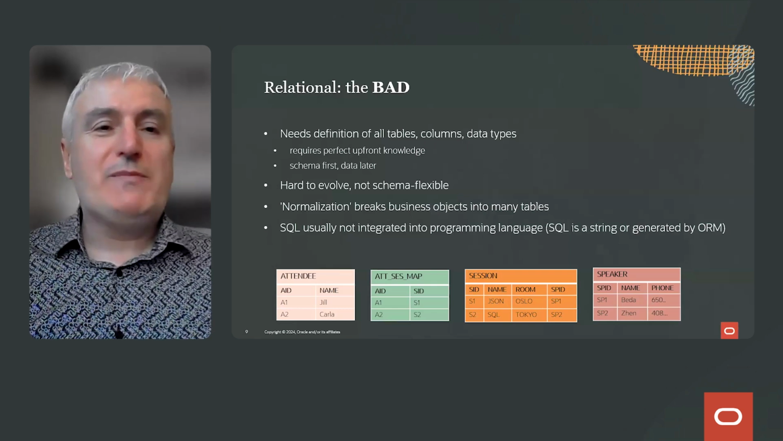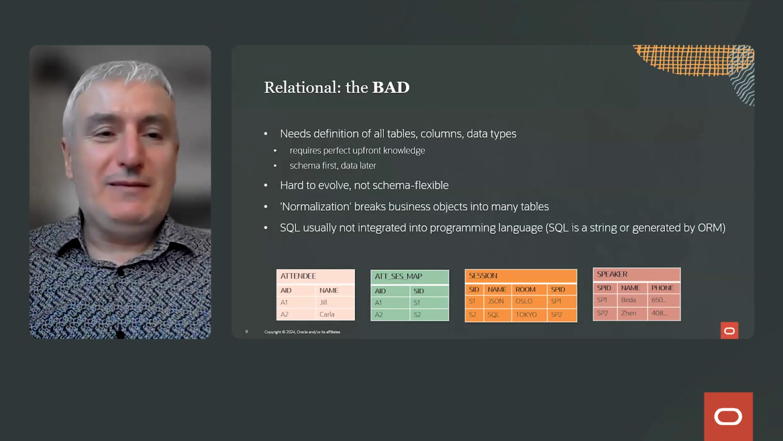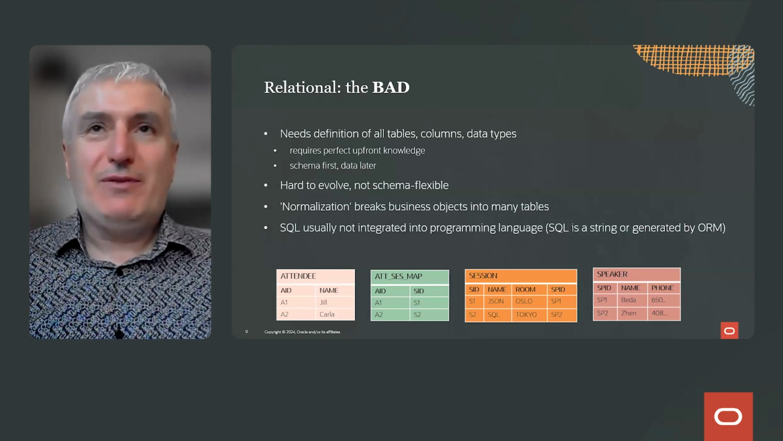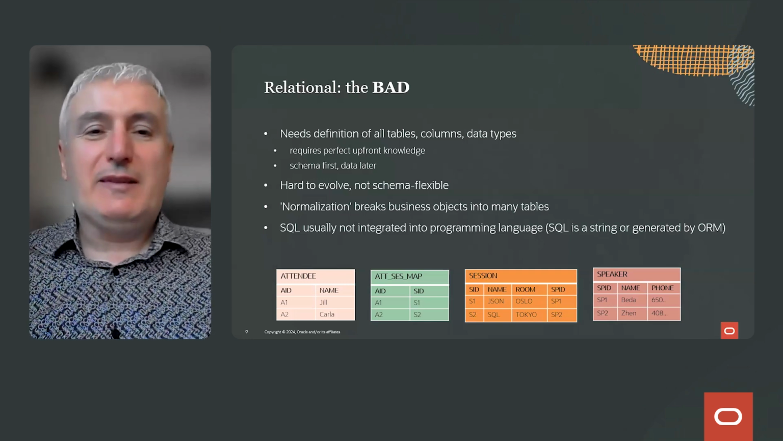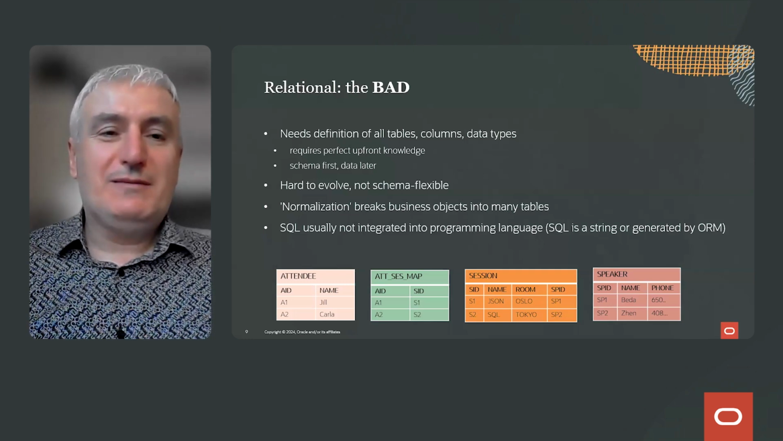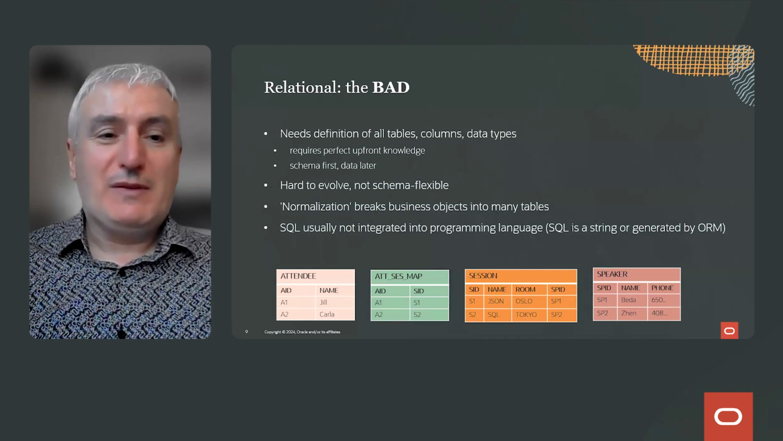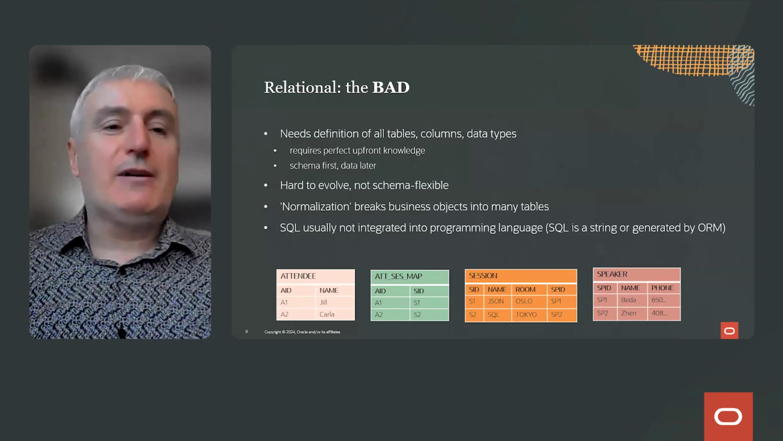But let's look at what is bad with relational. We have to define all tables in the database, not just the tables, but all the columns in every single table, including the data types of every single column, which of course requires quite perfect upfront knowledge. And what comes first is the schema, the data comes later. This is hard to evolve.